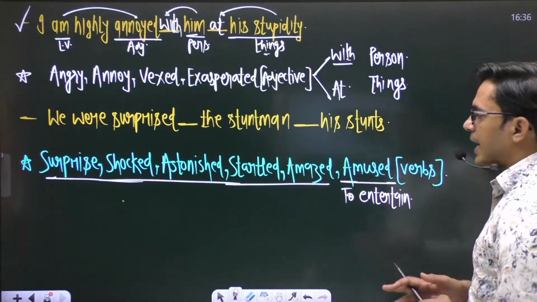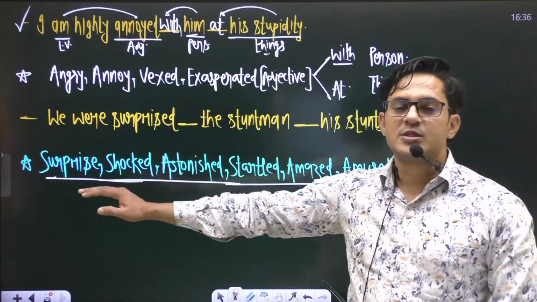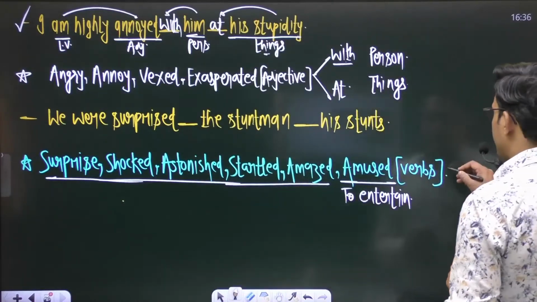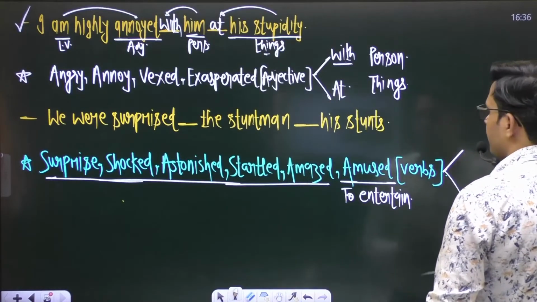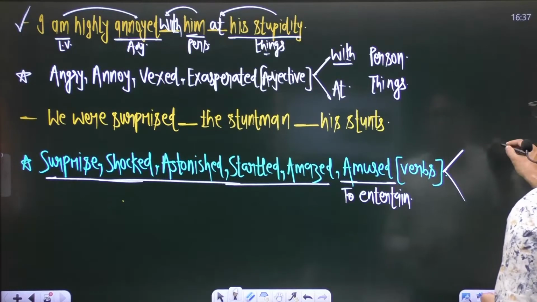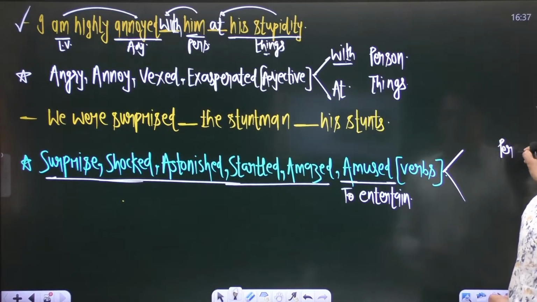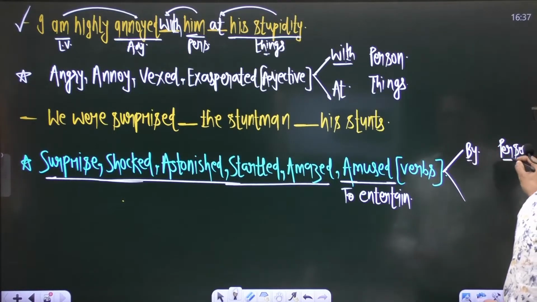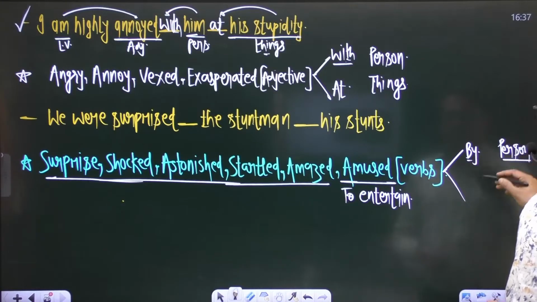If you get any of these six words in a sentence, what will be the concept of preposition? Make sure, if you find a noun or pronoun denoting a person, then in case of persons we use the preposition by. This person will become the doer, okay.